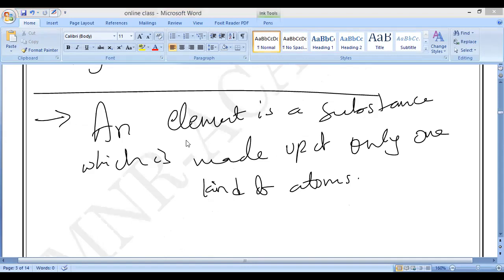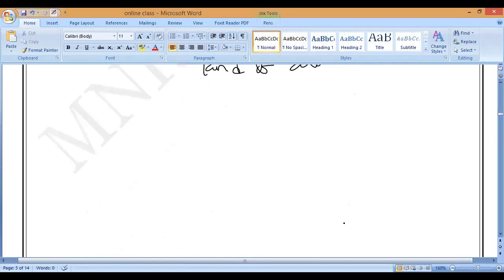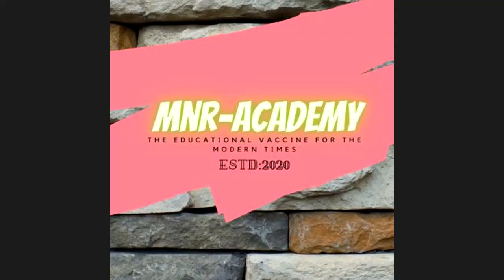An element is a substance which is made up of only one kind of atoms. Is there any doubt? Anybody please ask me. Yes or no? Understand? Now, for example, let us take, I will show you the picture. Suppose you take two metals, one is copper and one is iron. How many of you have seen iron? Do you have iron nails and copper bottles? Yes, sir.